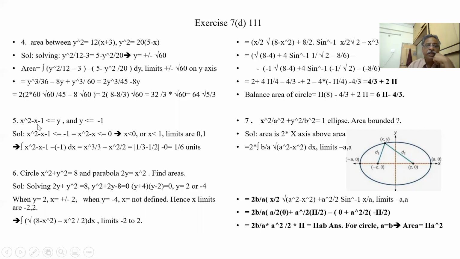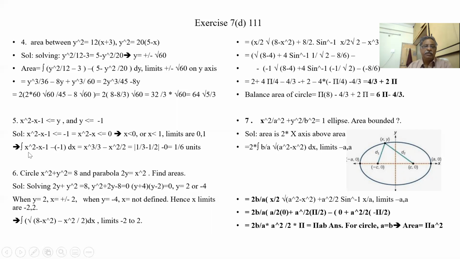Here, x square minus x minus 1 is less than y, and y is less than minus 1. So I am solving these two equations. Instead of y, I am putting minus 1. So minus 1 comes here, and this gets cancelled. x square minus x is less than 0. That means x is between 0 and 1. So this can have 0, this can have 1. So the limits are 0 to 1.